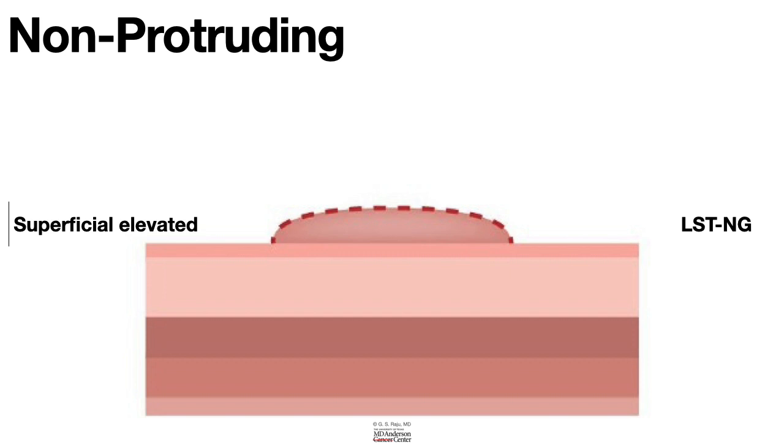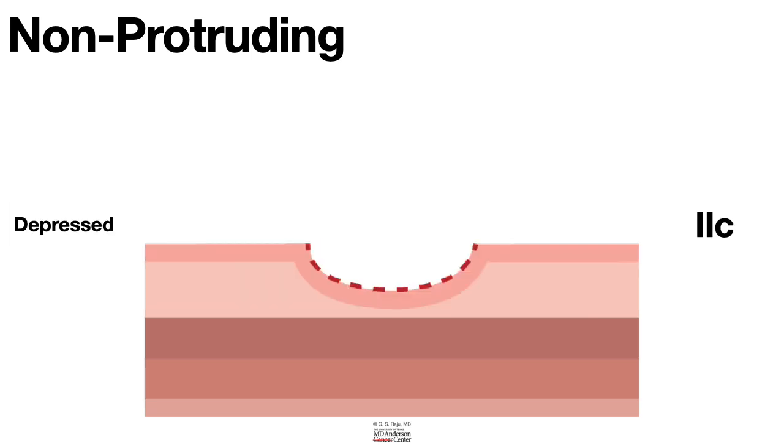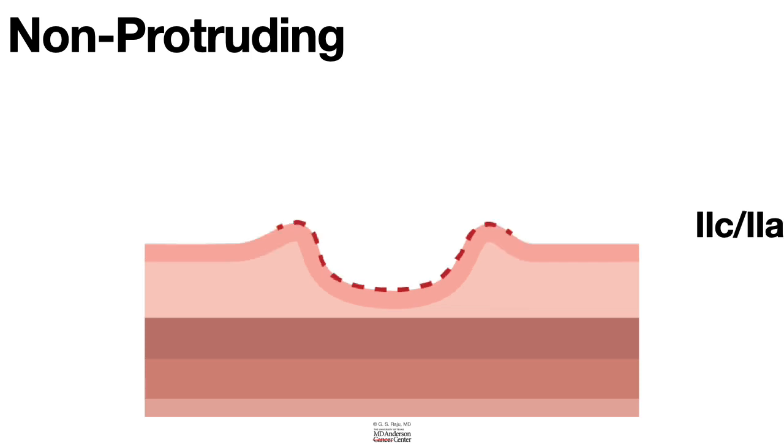When the lesion is flat, just a tad bit or almost about the same level as the mucosa, it is known as a true flat lesion, otherwise known as a 2B lesion. When it is depressed, it is a 2C lesion. When it is depressed and one of the edges is a little bit up, it is a mixed lesion, which you call 2C slash 2A.